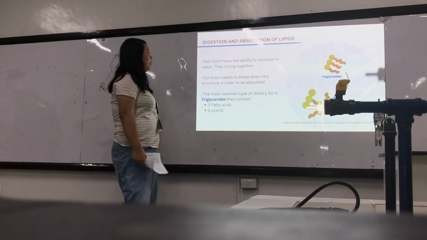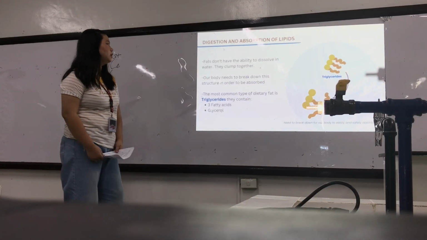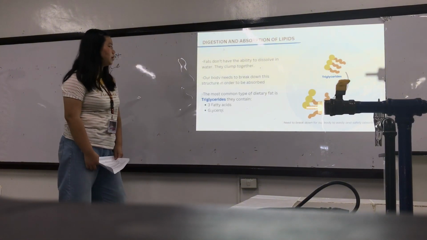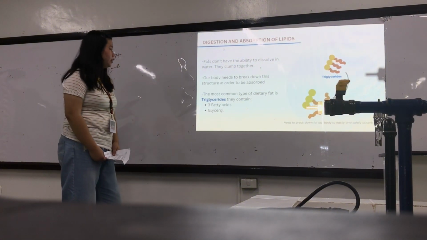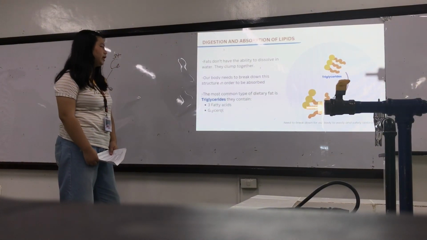Fats don't have the ability to dissolve in water, they clump together. That is why our body needs to break down this structure in order to be absorbed. The most common type of dietary fat is triglyceride. They contain 3 fatty acids and glycerol.